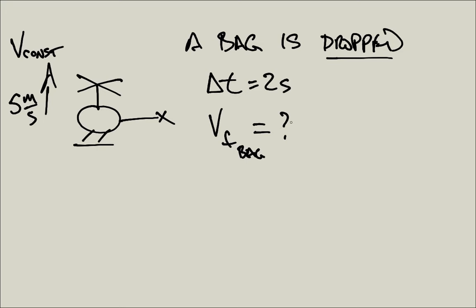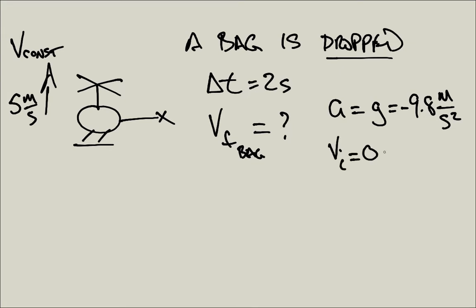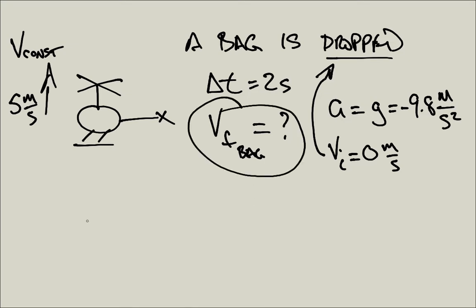So let's see if we can try and figure out this problem here. One thing we have to assume is that this is on the Earth, so we know that the acceleration is equal to g, which is negative 9.8 meters per second squared. And we know that the initial velocity from the word dropped is equal to 0 meters per second. So this comes from there. And now we are looking for our final velocity.